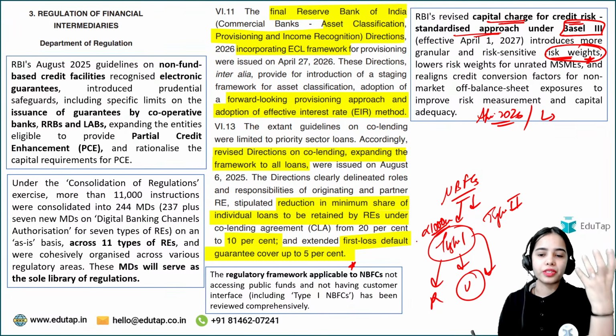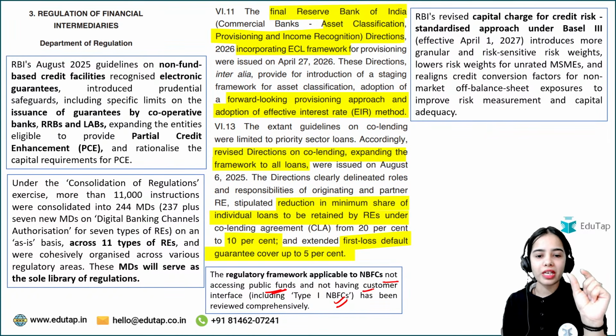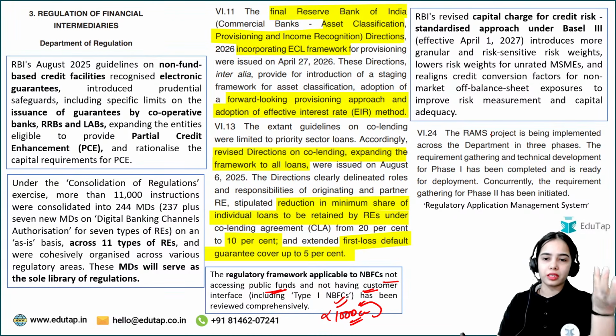they can be unregistered type 1 NBFCs. So this is the idea: type 1 NBFCs are the NBFCs that are not accessing public funds, they are not having customer interface, and if the type 1 NBFCs have less than 1000 crores of asset size, then they can be unregistered or they can be deregistered.